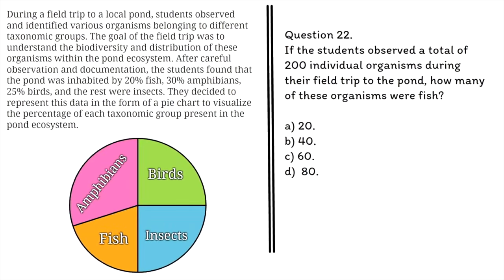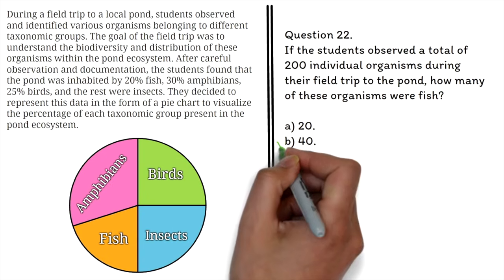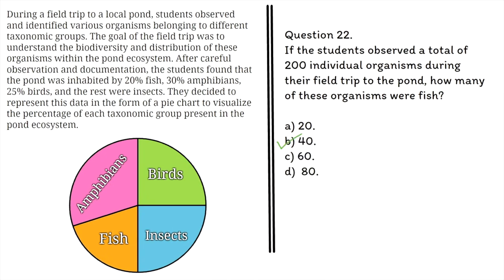Question 22. If the students observed a total of 200 individual organisms during their field trip to the pond, how many of these organisms were fish? A. 20. B. 40. C. 60. D. 80. The correct answer is B. 40. On a pie chart, you can be given percentages or the actual values. You should know how to convert between the two.